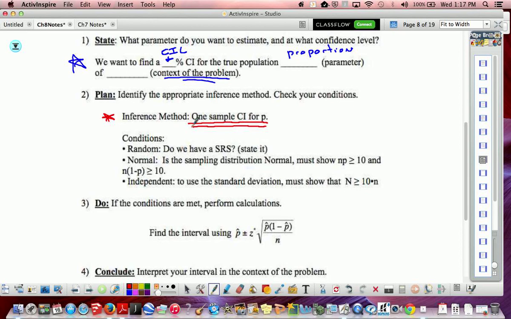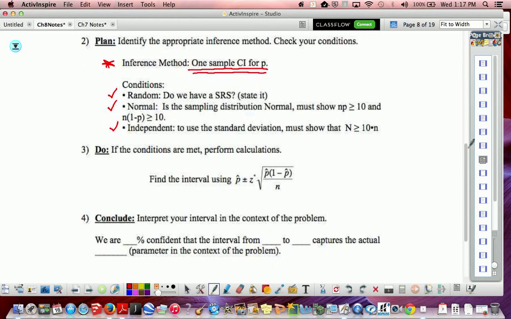Then we talked about our conditions. Remember, it has to be random to factor out bias. It has to be normal because we're using z-scores based off a normal curve. It has to be independent. So in order to use that standard deviation, you've got to show the population is greater than 10 times the sample. Once you demonstrate all those, you get to do the do.